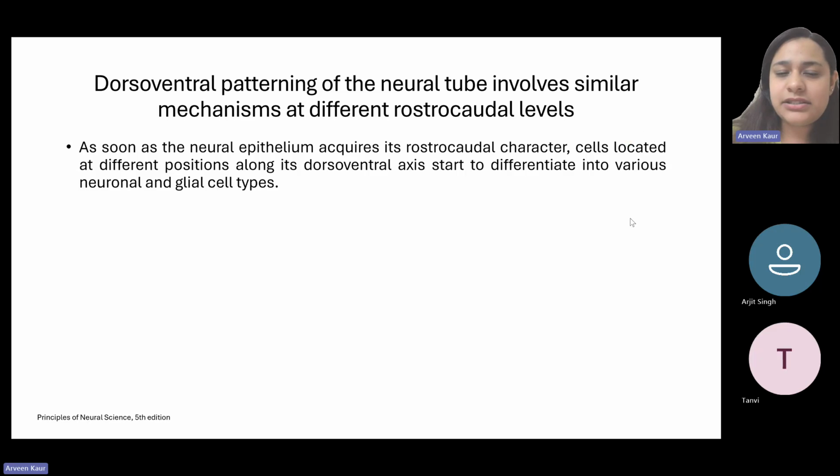So, as soon as the neural epithelium acquires its rostrocaudal character, that is the first characteristic to develop, right? The rostrocaudal axis is the first one to develop in a developing nervous system. As soon as that is done, the cells located at different positions across its dorsoventral axis start to differentiate into various neuronal and glial cell types, right?